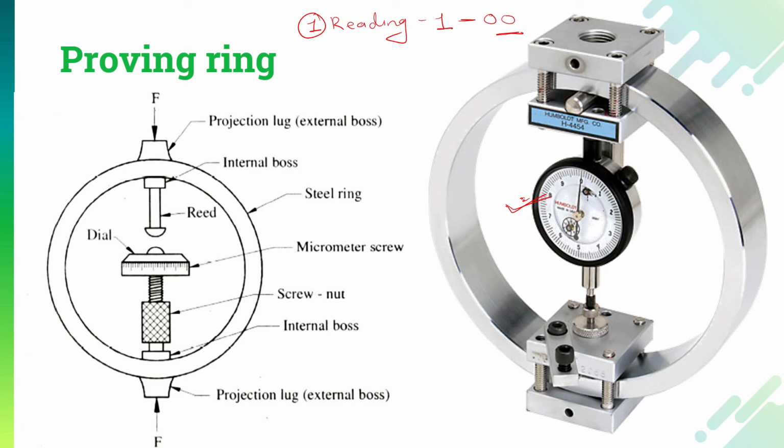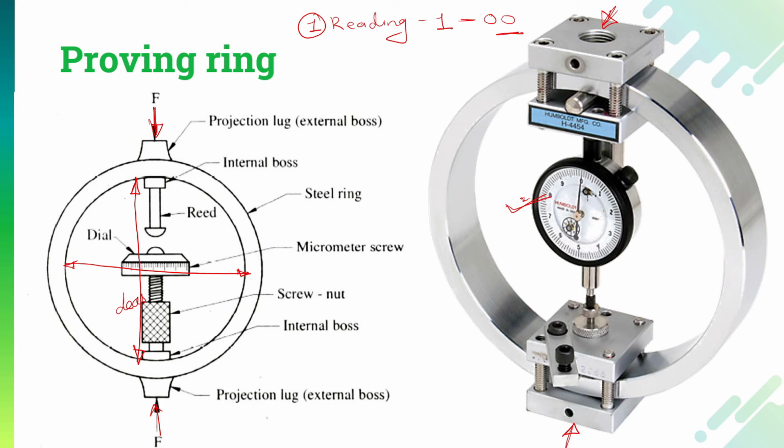Ultimately the load will be applied over here. If you are using this kind of proving ring, these are known as the projection lugs, and over here the load will be applied. As the load is applied, the dimension of the proving ring will change. That means the vertical diameter of the proving ring will decrease and the horizontal diameter of the proving ring will increase. Now this decrease in the proving ring diameter can be measured using the micrometer screw.